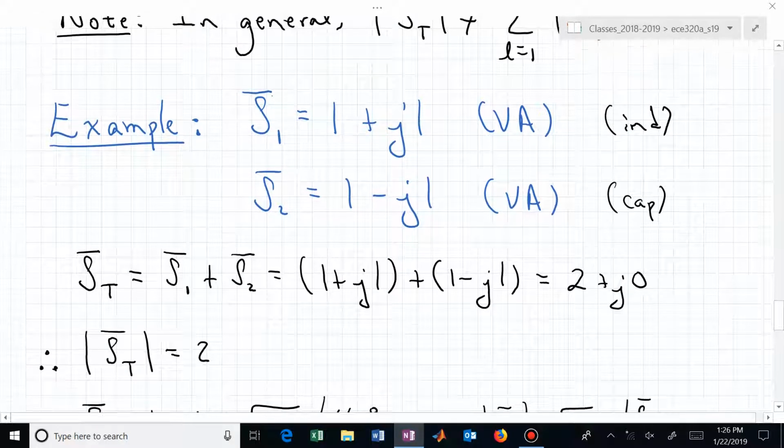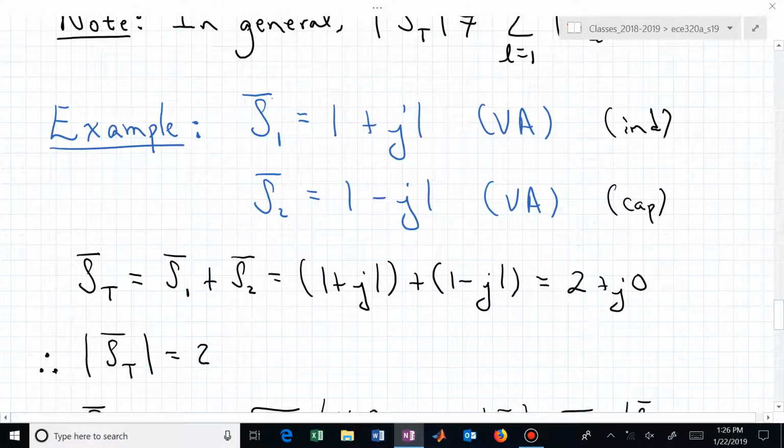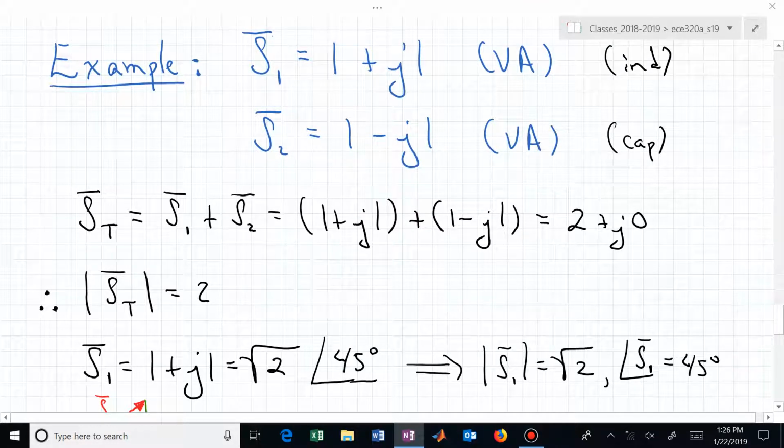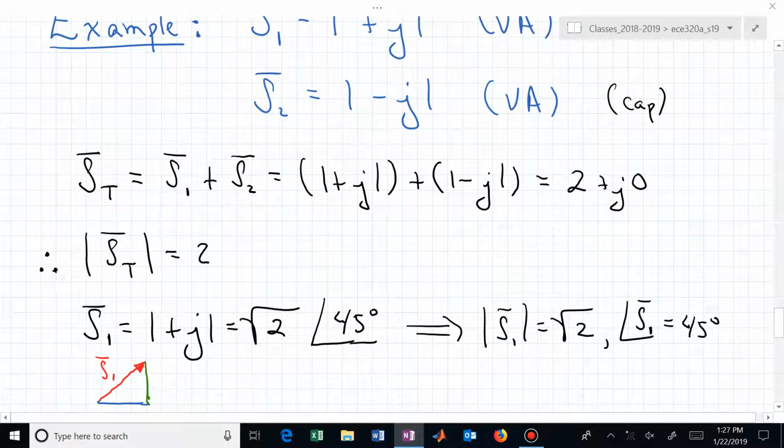But now I've written this in a way that it's hopefully easy to see the polar form of S sub 1 and S sub 2. They both are right triangles with side lengths of 1. S1 now has, for its hypotenuse or its complex magnitude, the square root of 2, and it's at an angle of 45 degrees. It's inductive, so that angle is positive. It has then an apparent power of the square root of 2.